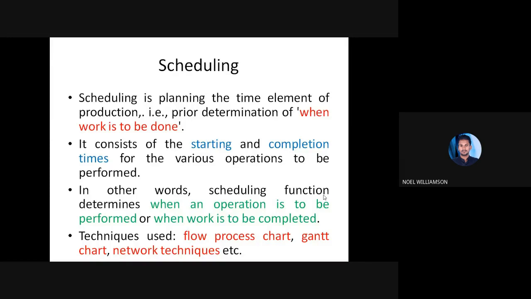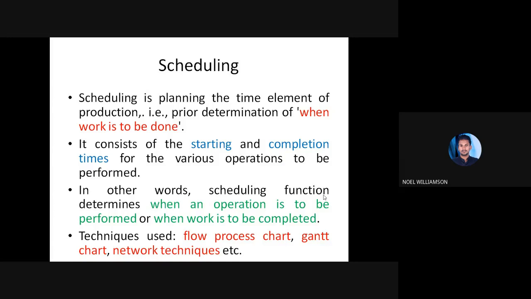Now it consists of starting and completion times for various operations to be performed. So this scheduling procedure, or the planning procedure, mainly contains two things, that is starting time and completion time for the various operations. For anything we have many operations related to it. So for each operation, the starting time and completion time are specified, so that we can easily control the procedure, or reduce the total time. So in other words, the scheduling function determines when an operation is to be performed, or when the work is to be completed.